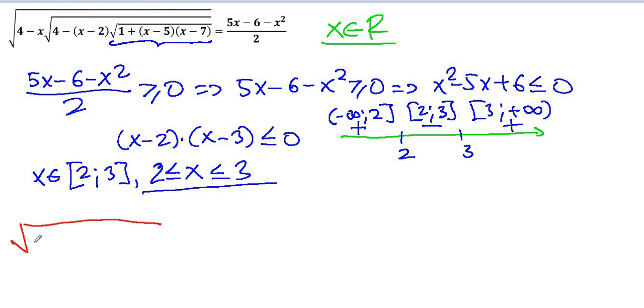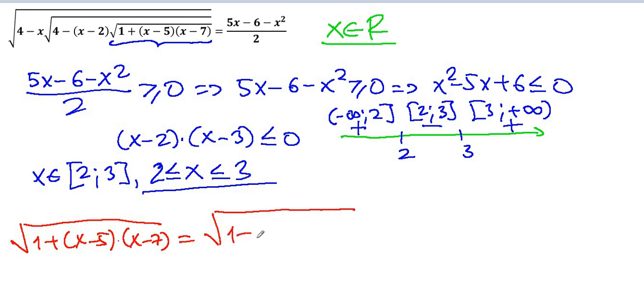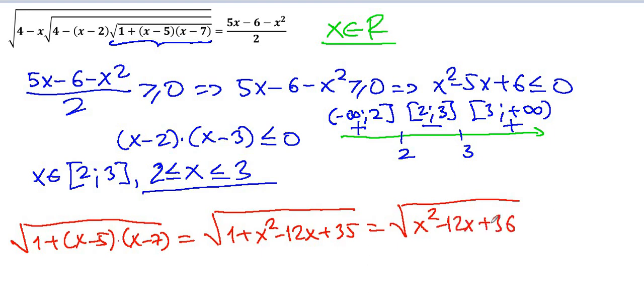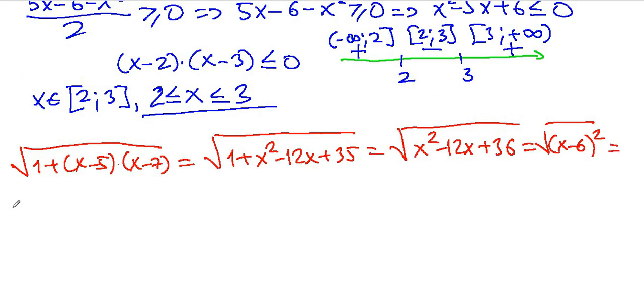Square root of 1 plus (x minus 5) times (x minus 7). Now this one is equivalent to, expanding this product, 1 plus x squared minus 12x plus 35, or this one is equivalent to x squared minus 12x plus 36, and this is the perfect square. This gives us simply (x minus 6) to the power of 2, and this one is equal to the absolute value of x minus 6. Now we have to open this absolute value bracket using our domain.